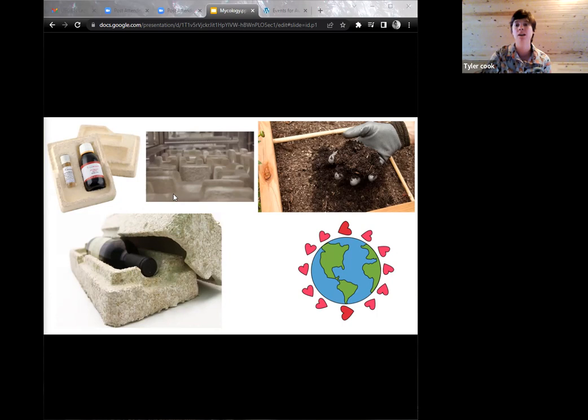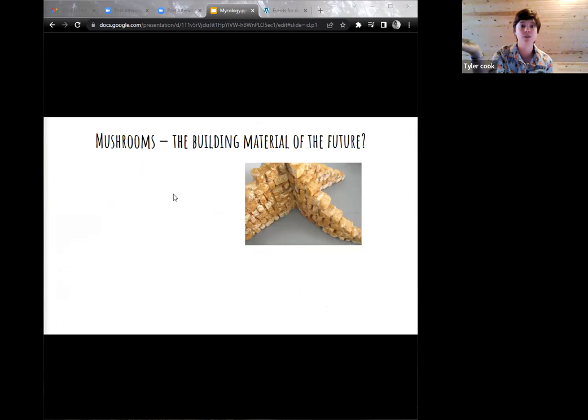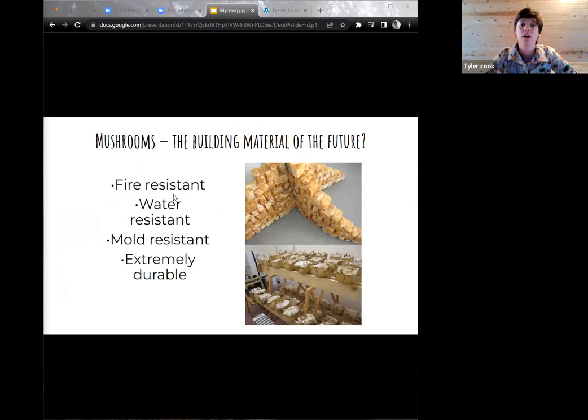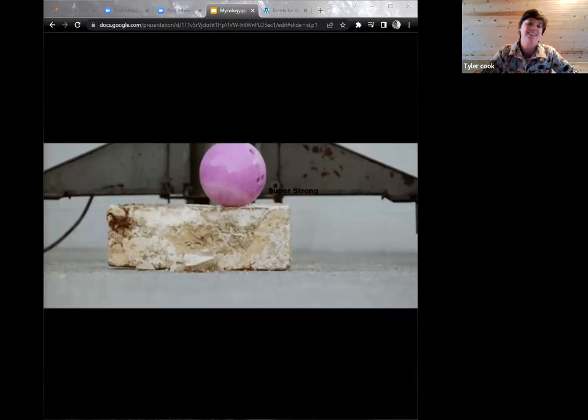Going a step further, there's really interesting progress in the world of using mycelium as a building material. Here, just like in the previous slide, they're using molds to make brick-like forms. The brick molds are made and then they're filled with substrate, and the mycelium can grow on it. And this material has proven to be fire resistant, water resistant, which makes it mold resistant, and it's extremely durable, like super, super strong. It's really cool.